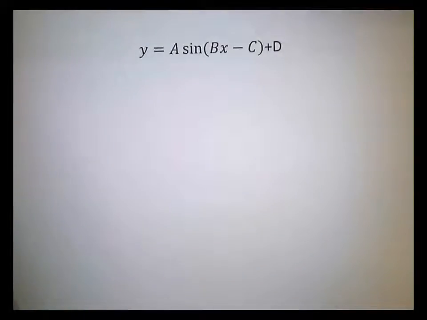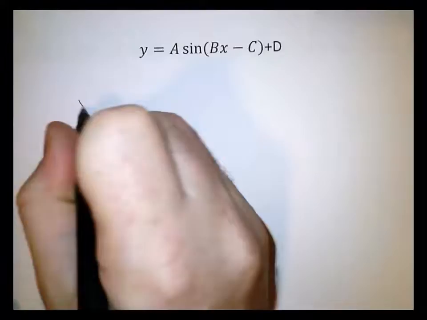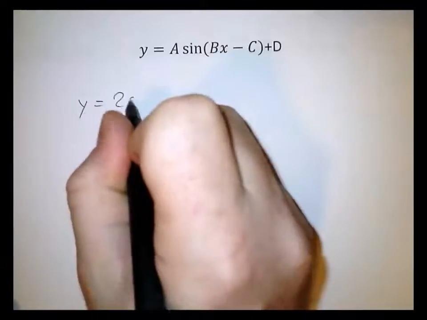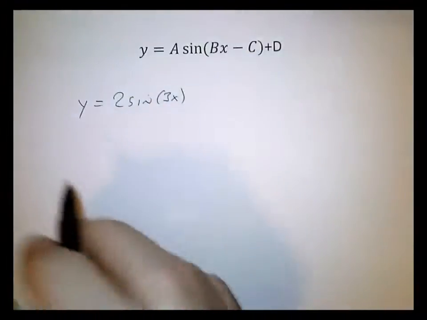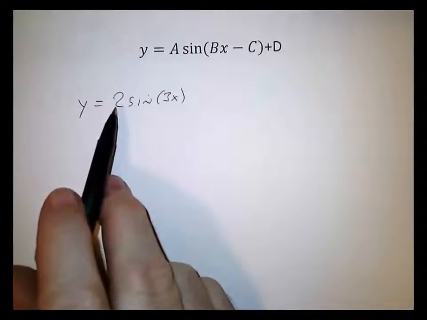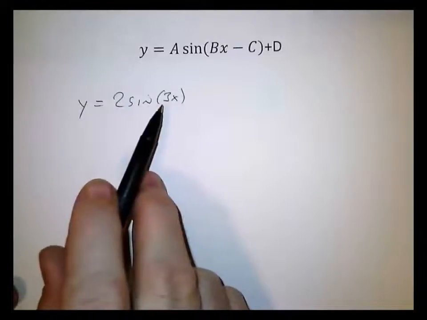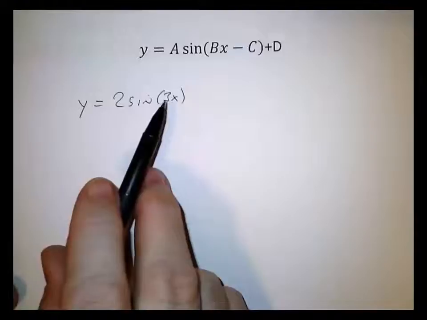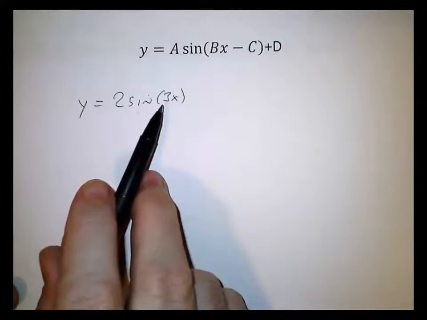Okay, now we want to think about what the 3 does. So now I'm considering y equals 2 sine of 3x. And we've seen what the 2 does. The 2 stretched the original graph of sine vertically by a factor of 2. The 3 here, I claim, is going to actually shrink the graph horizontally by a factor of 1/3.